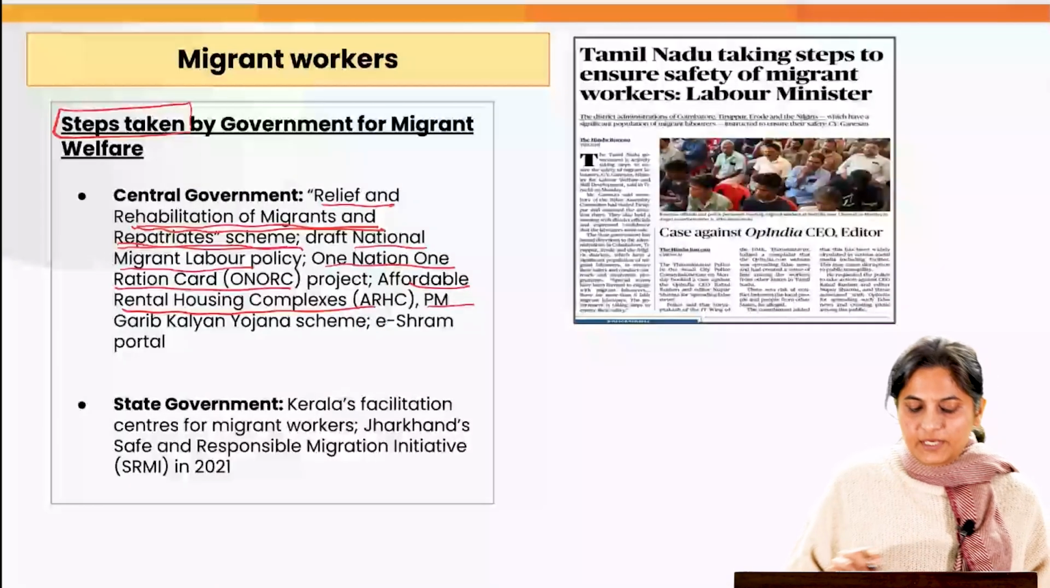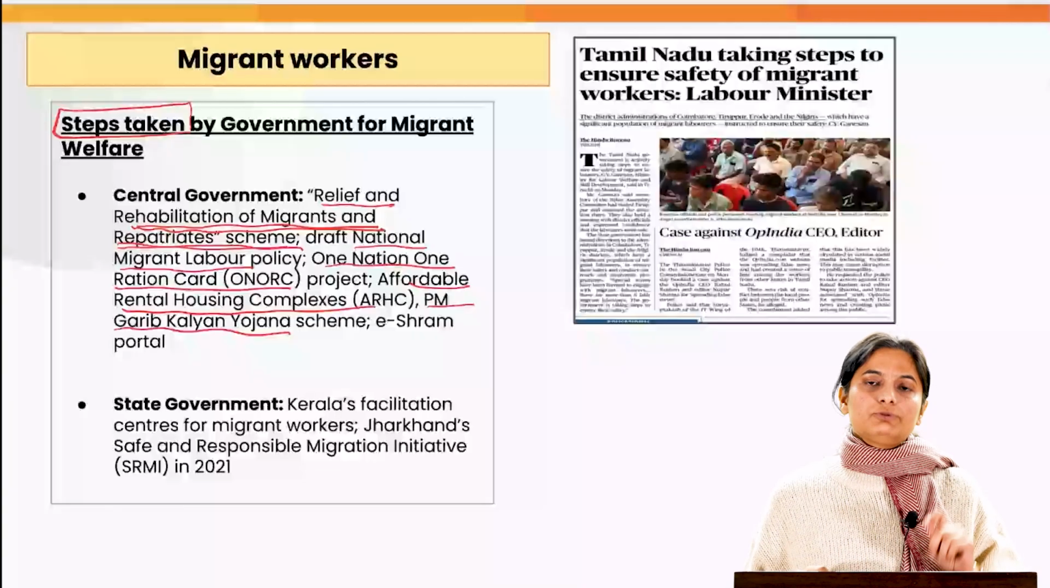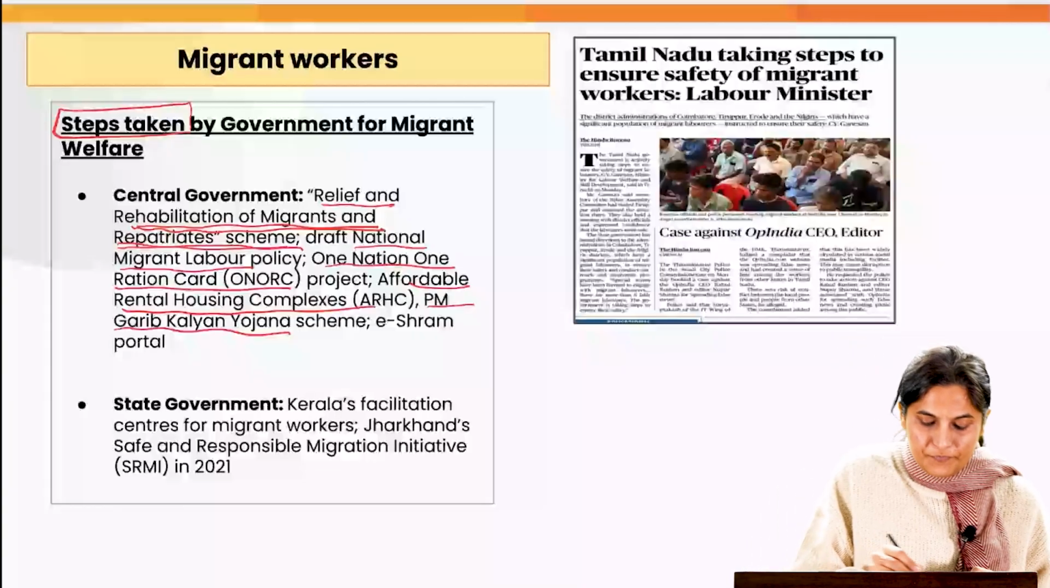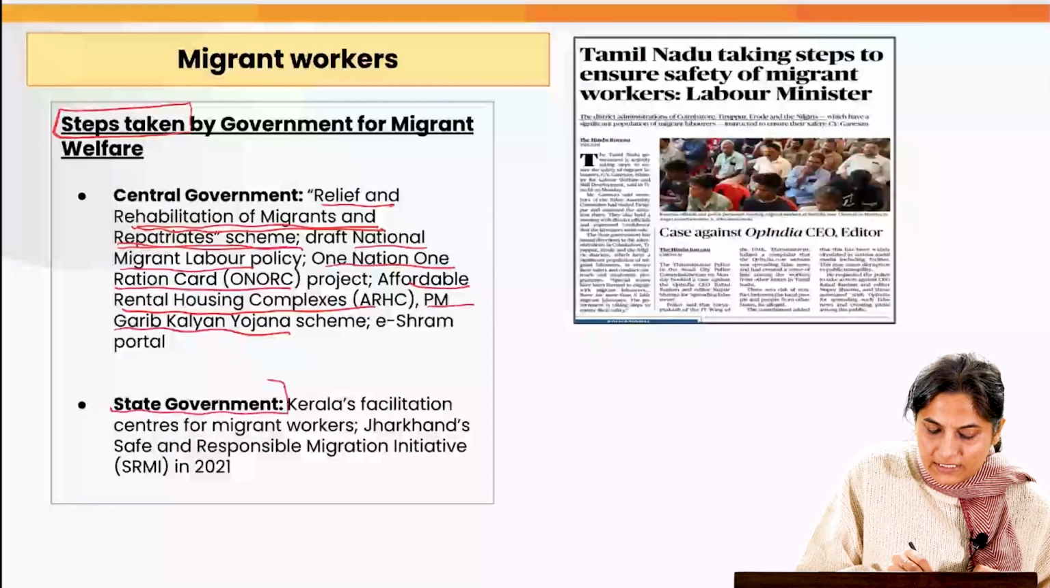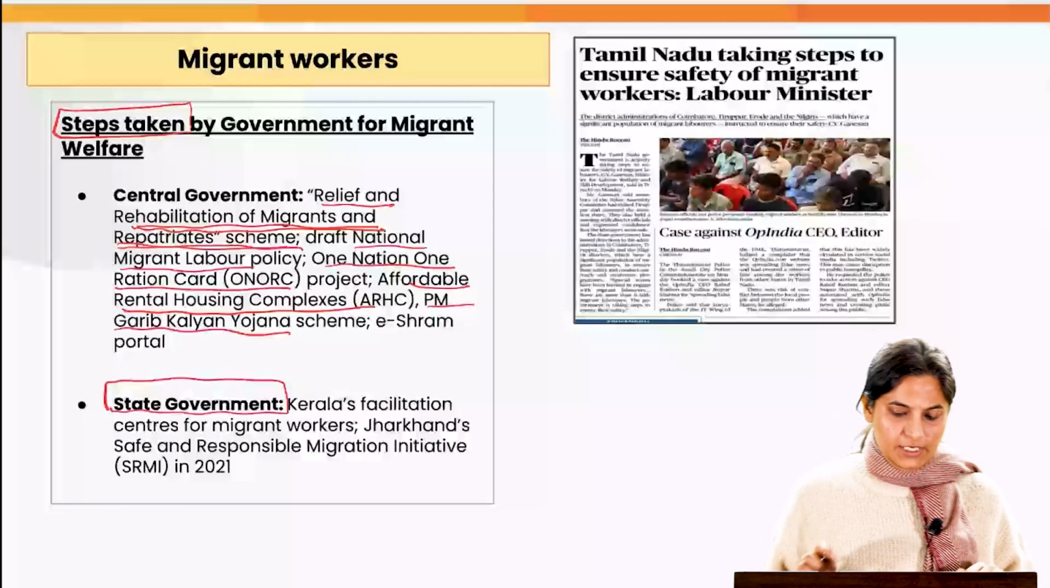And then there is the PM Garib Kalyan Yojana scheme, and we have also already mentioned the E-Shram scheme to get them documented in the first place. Then various state governments have also taken steps. Just to give you an idea, I have taken two examples, one from Kerala, another from Jharkhand.